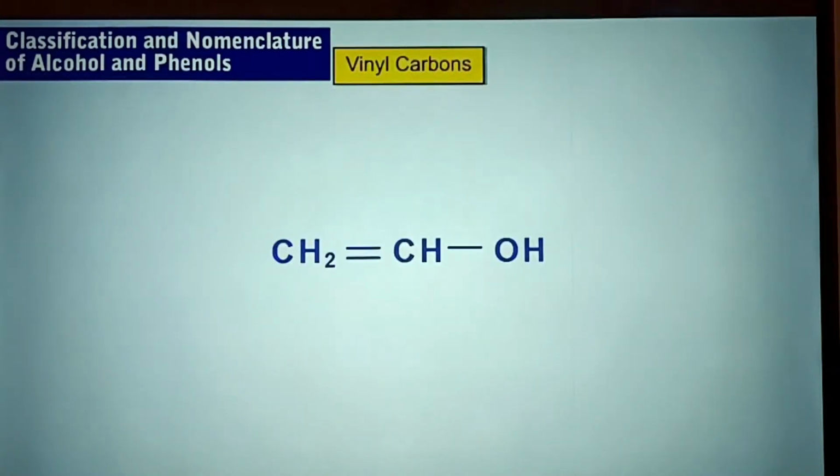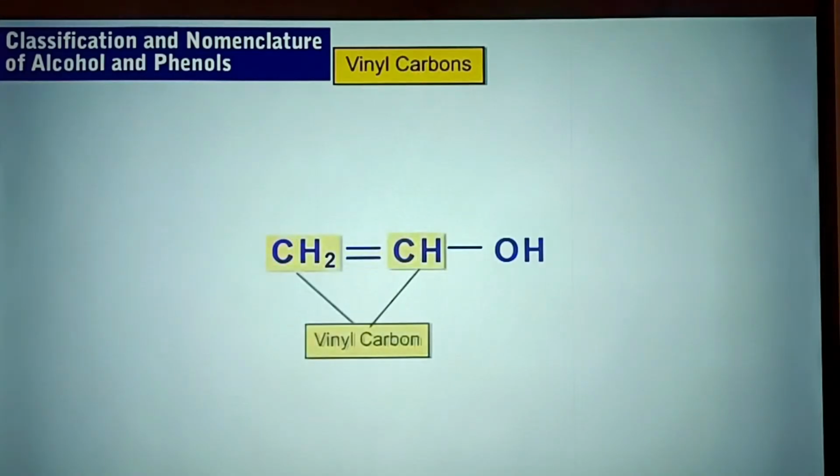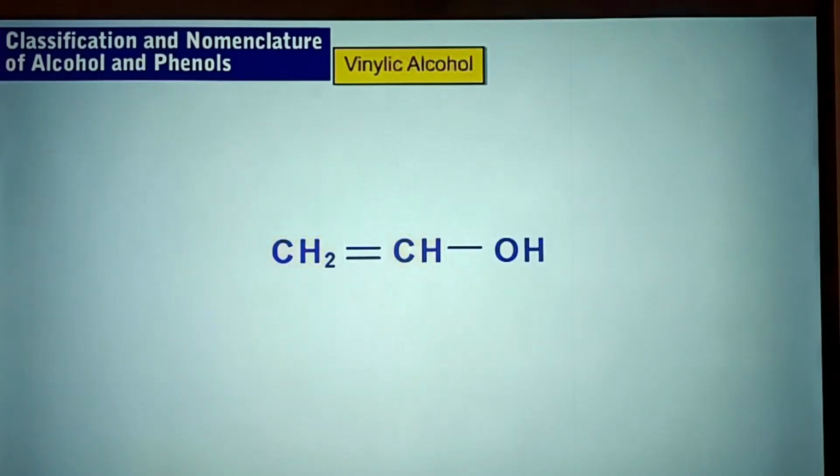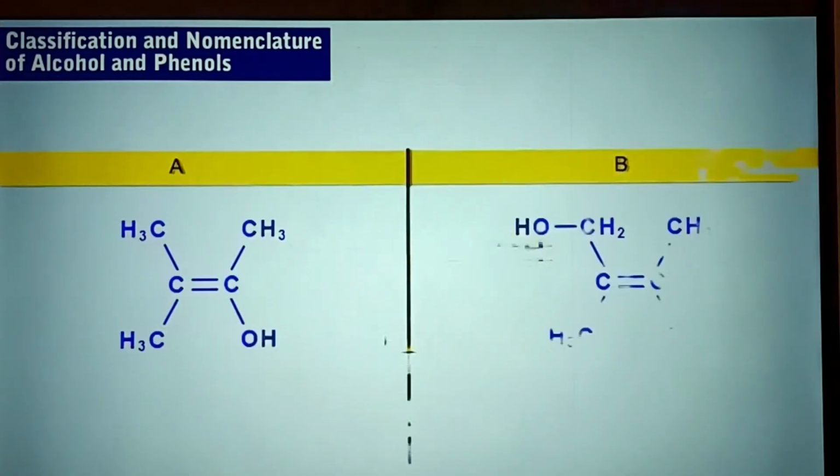A vinyl carbon is a carbon atom double bonded to at least one other carbon atom. Vinyl carbons, which are also called alkenyl carbons, are sp2 hybridized. A vinyl alcohol contains a hydroxyl group attached to a vinyl carbon. Note that the vinyl carbon is sp2 hybridized.